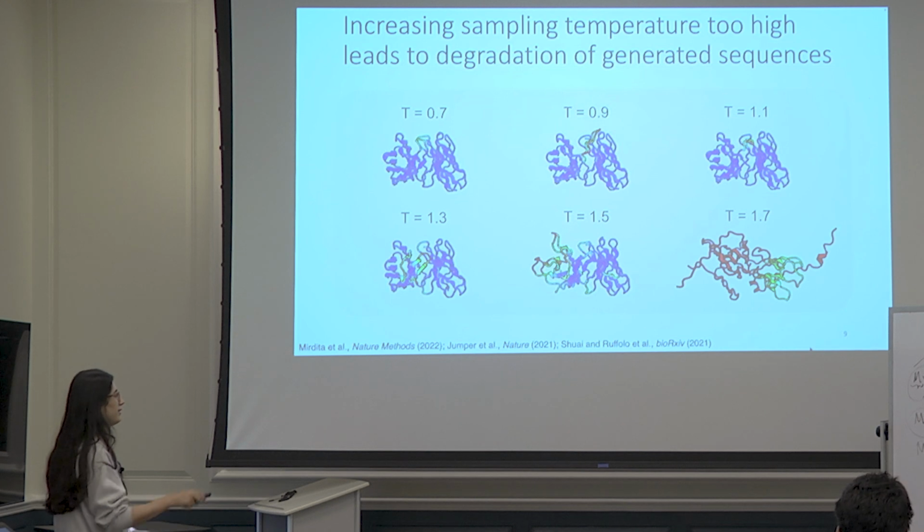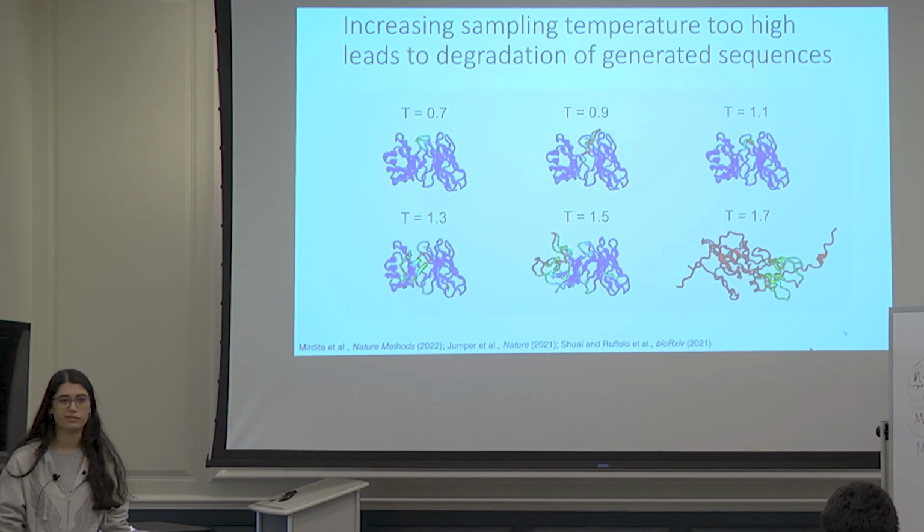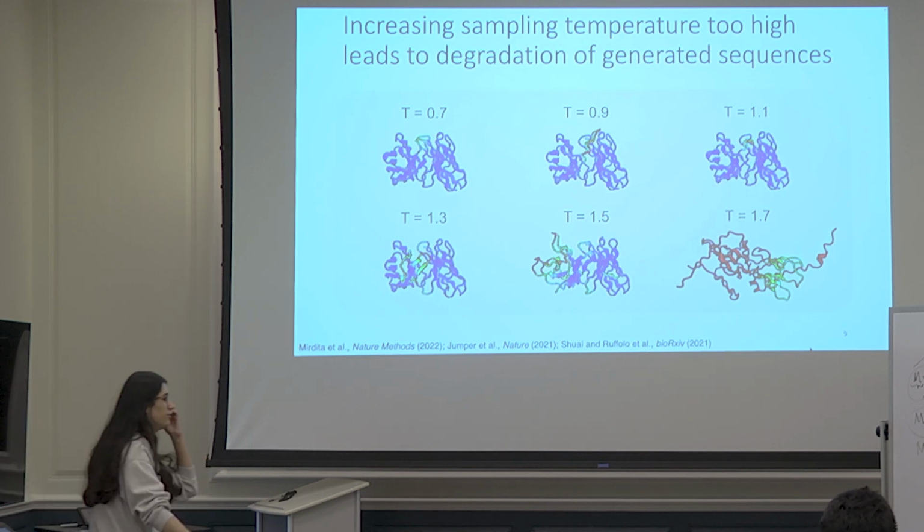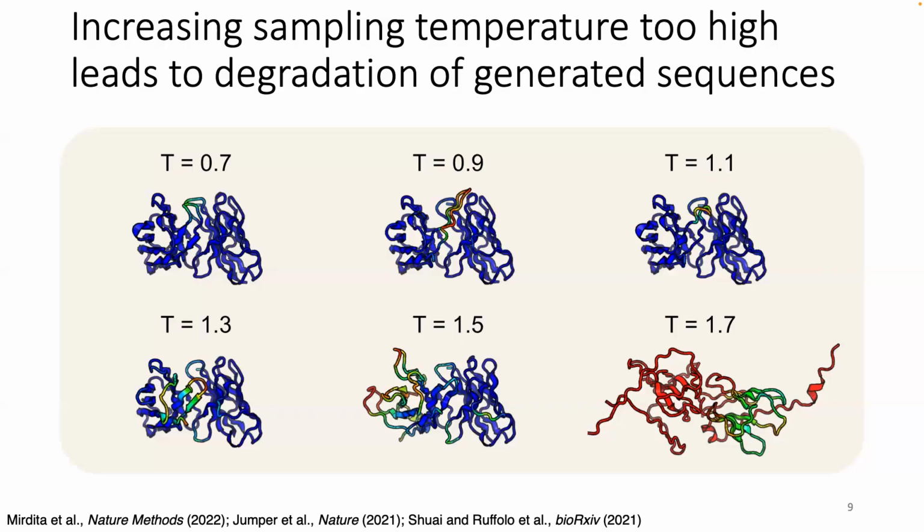So whatever you ended up designing in that position is very low likelihood in general to fold, right? So it doesn't even look like an antibody. It doesn't look like a well-folded protein at all. And so once again, sampling temperature is something you would have to tune and figure out where to stop. So why do we want to increase it at all?